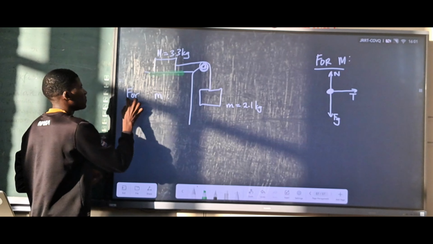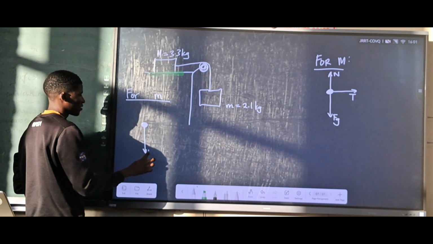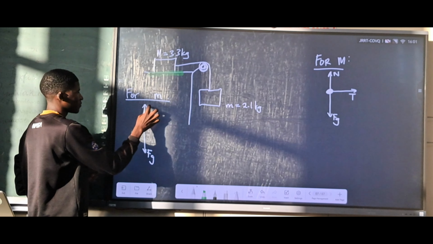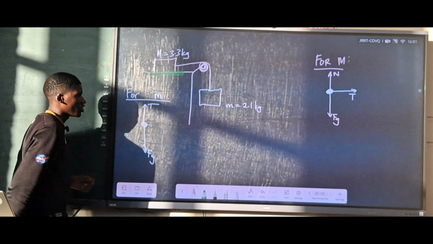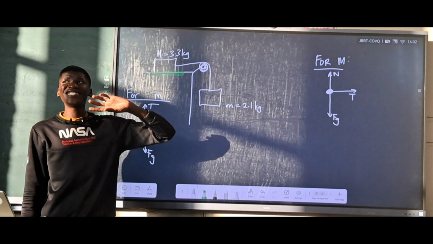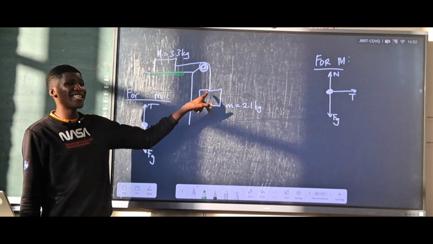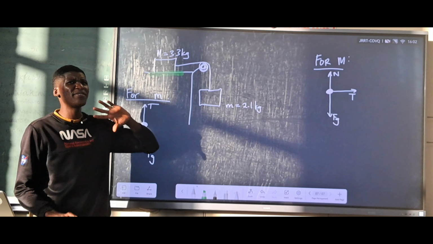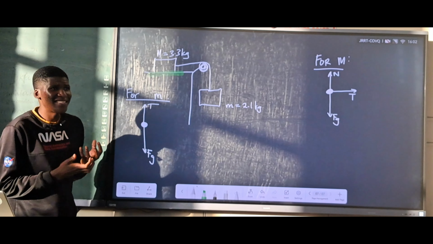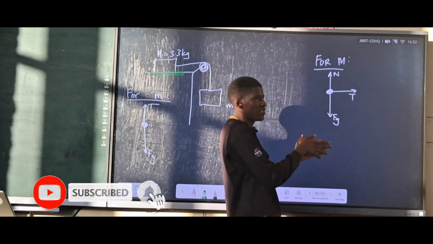For small letter M, what is the free body diagram? We have Fg and the tension, right? And we say that the tension here is the same because remember, tension is applied by the rope. So the tension applied by the rope on this is the same tension applied by the rope on the other object because they are using the same rope. So this is 2 diagrams.